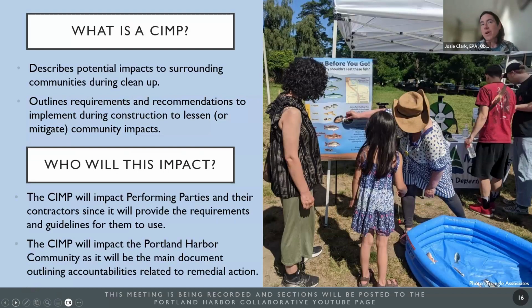I'm going to start by talking about what a community impacts mitigation plan is. It describes the potential impacts to surrounding communities during cleanup, and the scope of this is really just the duration of active construction. So when we're capping and dredging and managing the associated materials, that's what this impacts mitigation plan covers. And it outlines the requirements and recommendations to implement during construction to lessen or mitigate community impacts. So that's what it is.